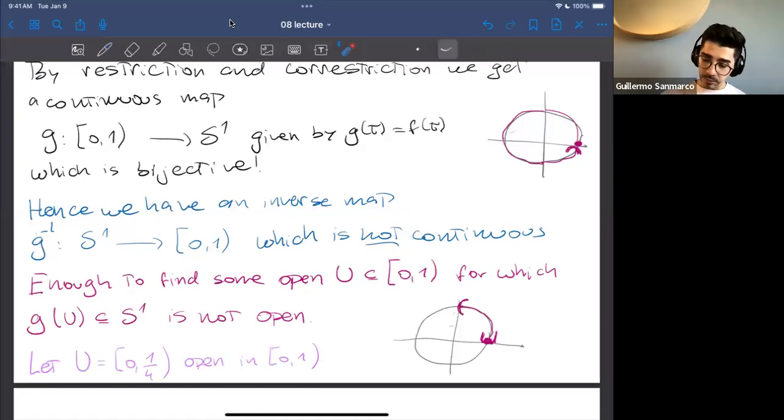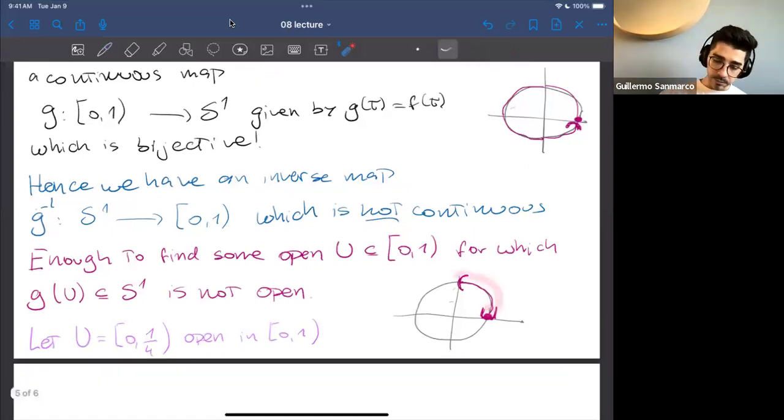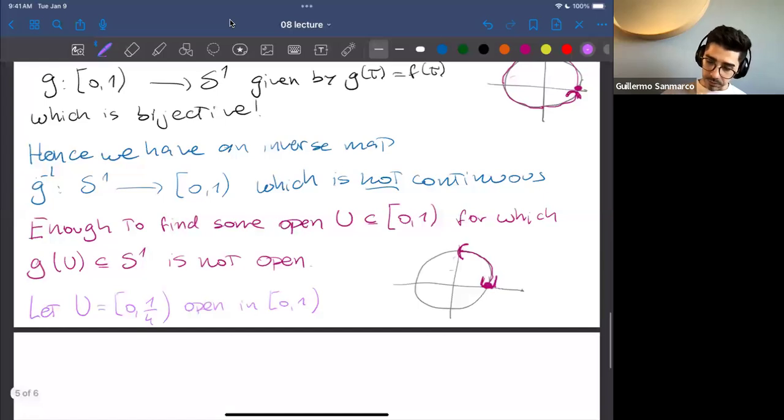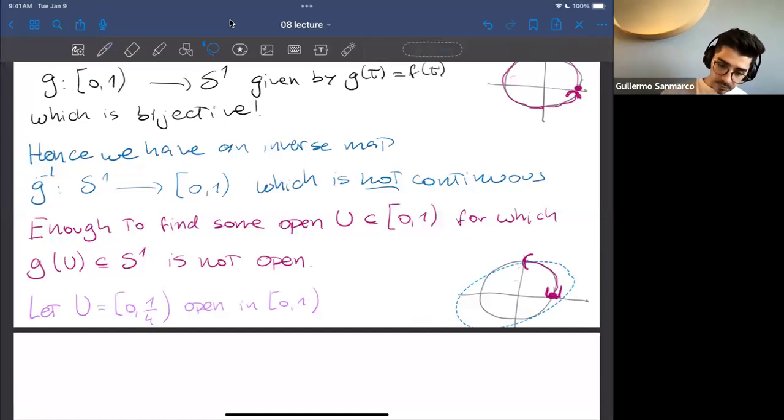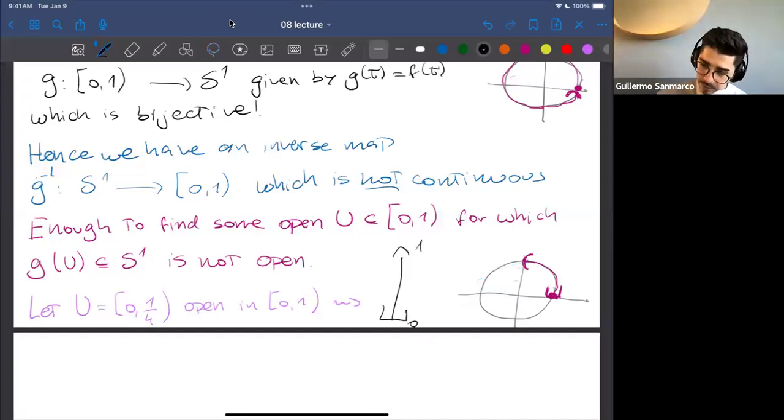But this is what you get when you do G of U. So this is our G of U. G of U is here. Maybe I can put it in a picture. We have 0, we have 1, and when you do that, you get the entire circle. But if you restrict to [0, 1/4), you just land here, closed at this point and open here.